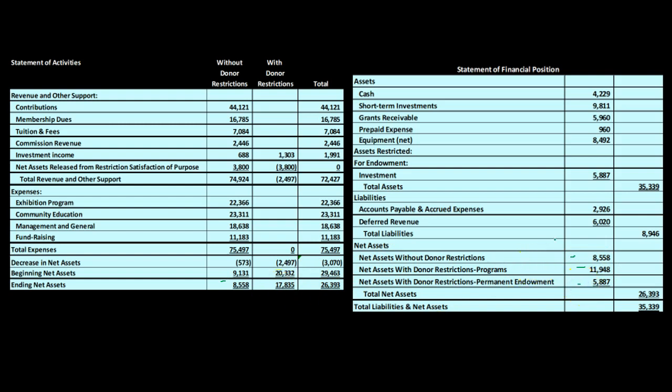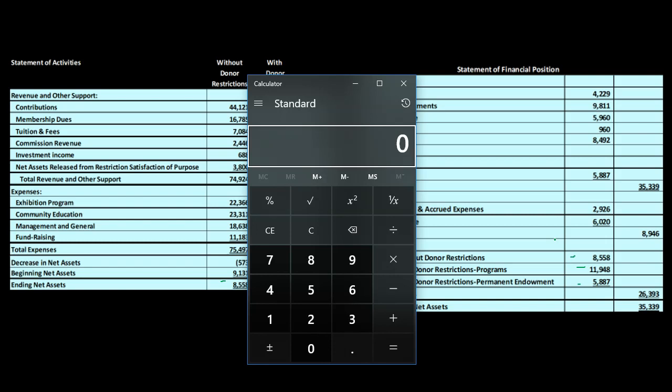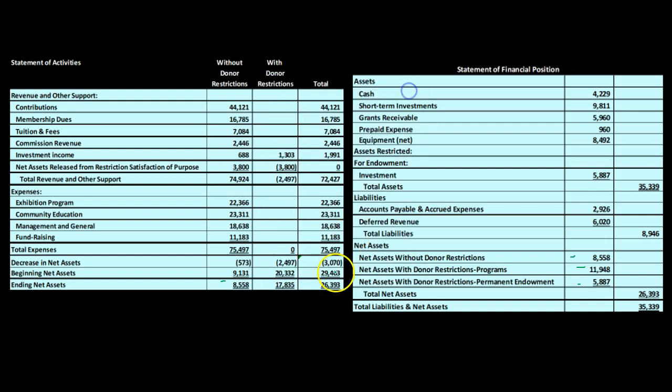although you have to add these two up again. So we've got the 11,948 plus the 5,887 for the 17,835. That's going to be the 17,835, and then the 26,393 will be here.